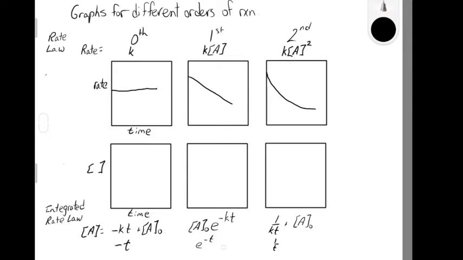So for concentration versus time for a zeroth order reaction, initially you would have some concentration and it would decrease with time linearly. A first order reaction will again start at some initial concentration and it will decrease according to e to the minus t. For a second order reaction, the concentration will decrease as 1 over t.